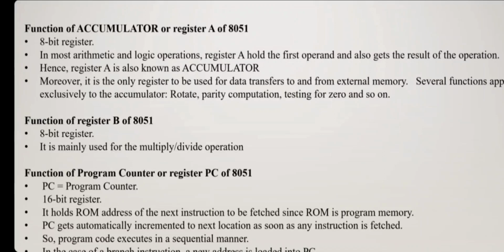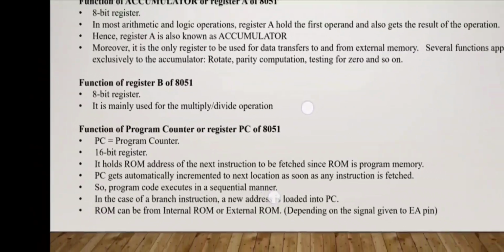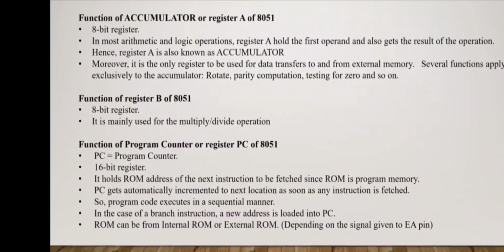From that, we will be clear that there are some functions exclusive to the accumulator, that is rotate. In order to rotate a particular bit, we only use the accumulator register, and also parity computation, testing for 0 and so on. So there are some particular applications exclusive to the accumulator register, not other registers. Then the second register is the B register.